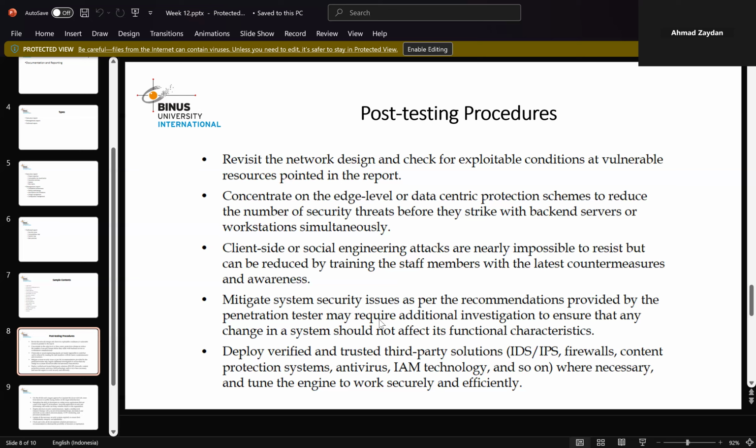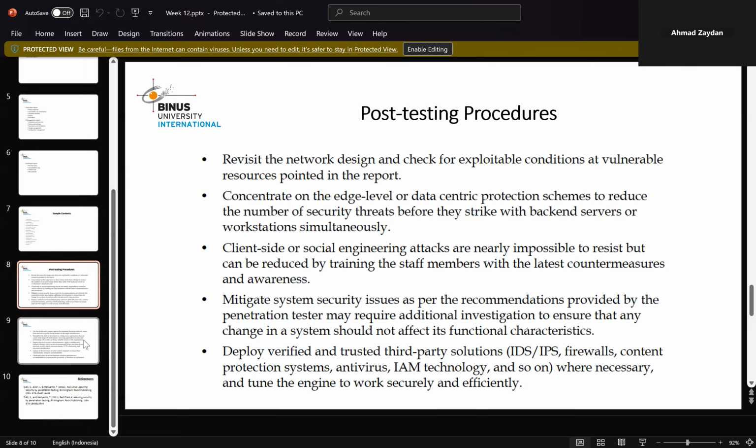Mitigate system security issues as per the recommendations provided by the penetration tester, which may require additional investigations to ensure that any change in the system does not affect its functional characteristics. And deploy verified and trusted third-party solutions, IDS or IPS, firewalls, internet protection, etc., where necessary, and tune the engine to work securely and efficiently.